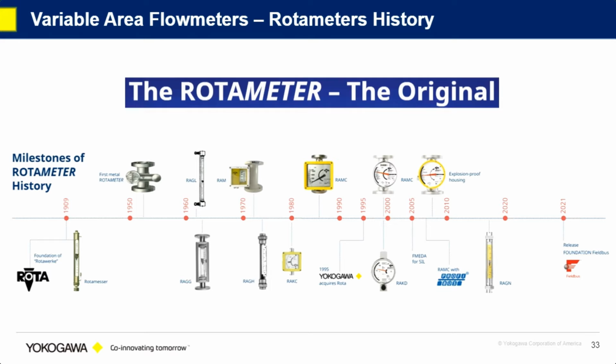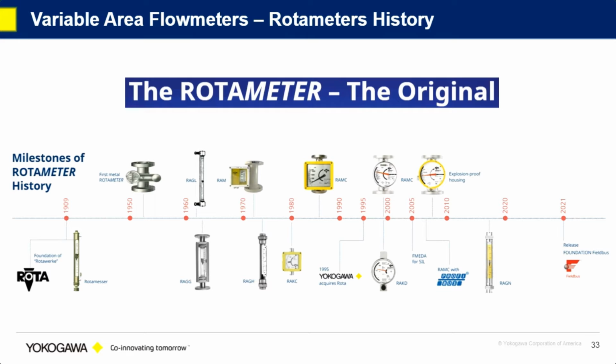So next up, we have the variable area meter. This is a very, very old technology and also known as a rotometer. The original variable area meter was developed by a company called Rota over in Germany well over 100 years ago, actually 1909 to be exact. In 1995, Yokogawa acquired the Rota Corporation. And so now the rotometer is part of the Yokogawa family.